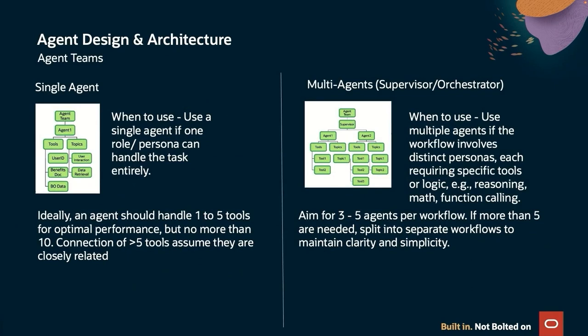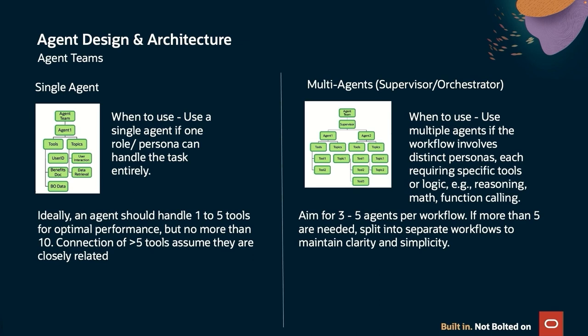So again, in the single agent, you want to be very clear on the role and persona of what that agent does. You want to give it a set of tools. Best practices are about 1 to 5 tools for optimal performance. We certainly have seen successful agents using 10 plus tools, but you need to spend a lot of time testing. You need to spend a lot of time with your prompt to make sure that you're giving it enough instruction.